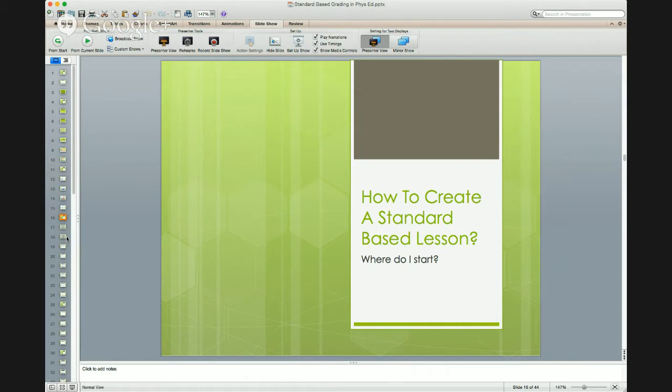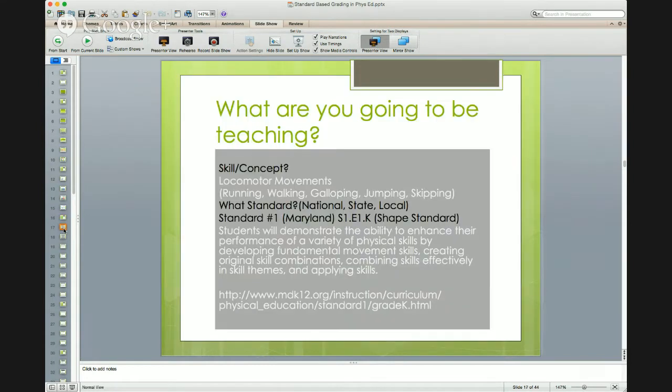So how would you create a standard-based lesson, and where would you start? Well, the first thing you would start with is what your standard is, or what your skill and concept is. This is going to be a very simple breakdown of one of our Maryland state standards, but it's also one of the SHAPE standards. It's a kindergarten standard for hopping, and it's one of the locomotor movements. So the first thing you do is break down what a locomotor movement is, and it's important that kids understand locomotor movements are the way we move, and break down that terminology and definition.